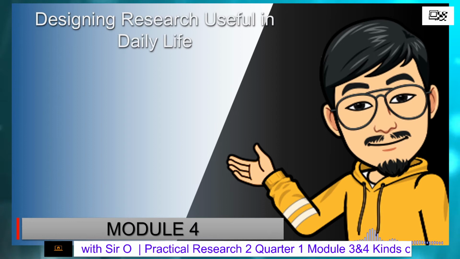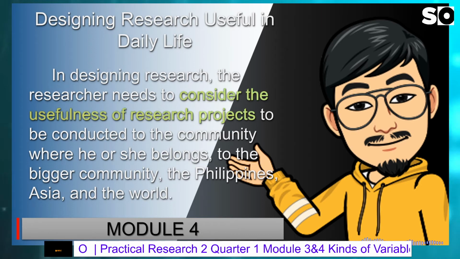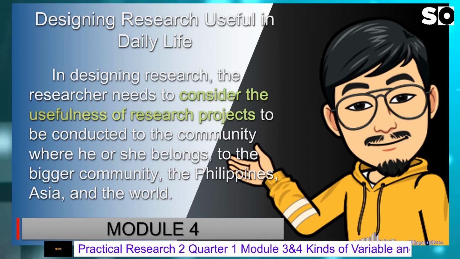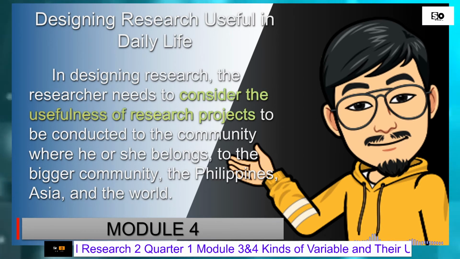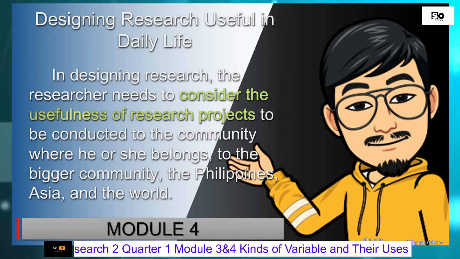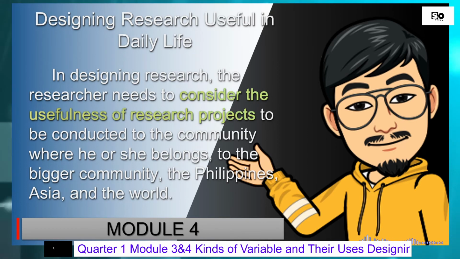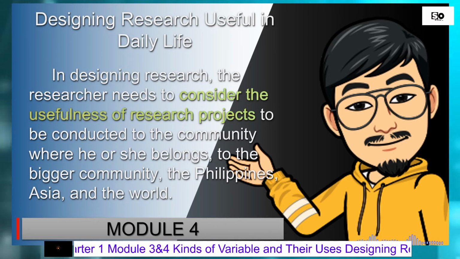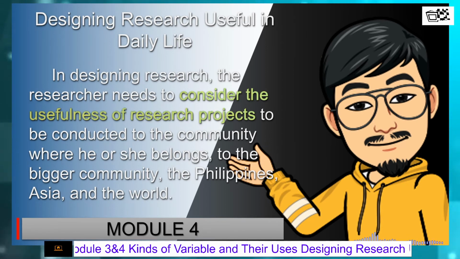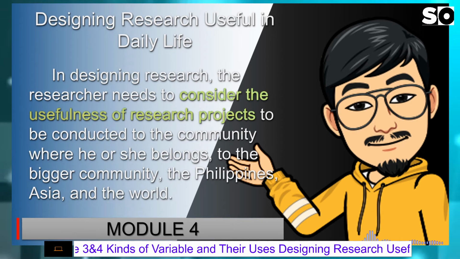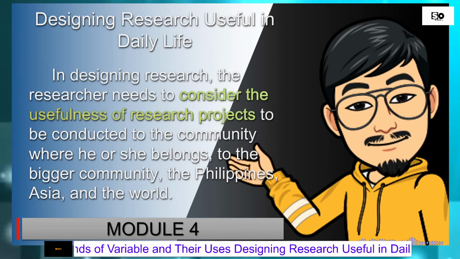Module 4. Designing research useful in daily life. In designing research, the researcher needs to consider the usefulness of research projects to be conducted to the community where he or she belongs, to the bigger community, the Philippines, Asia, and the world. Kailangang isaalang-alang ng researcher ang pagiging kapaki-pakinabang ng mga gagawin niyang pagsasaliksik na isasagawa sa pamayanan kung saan siya kabilang. Sa mas malaking pamayanan dito sa Pilipinas, sa Asia, at sa buong mundo.